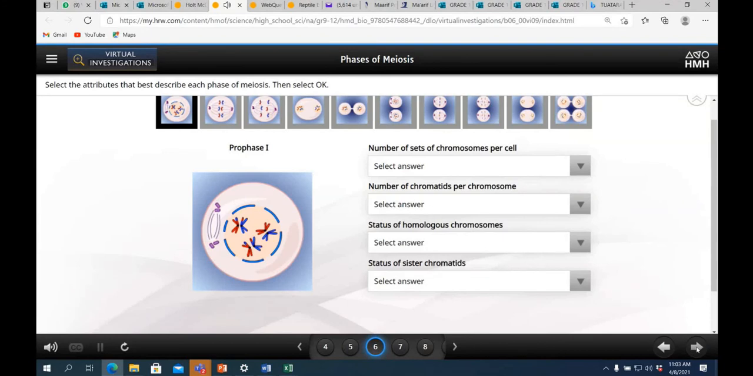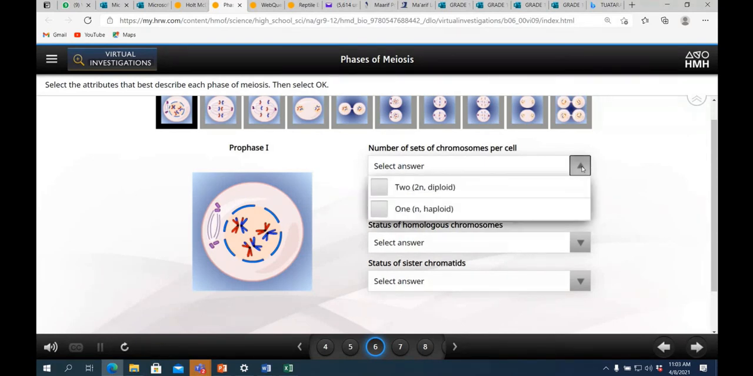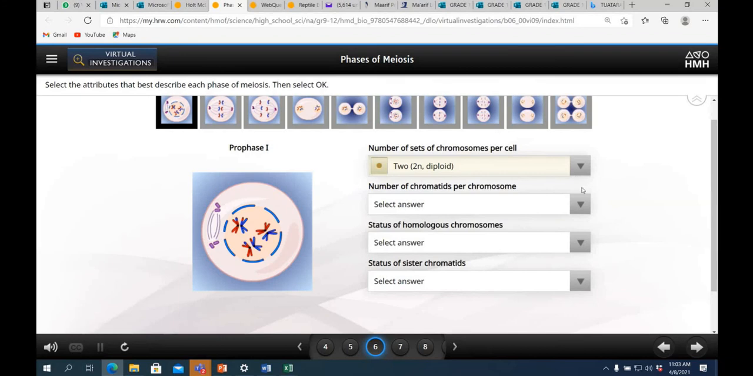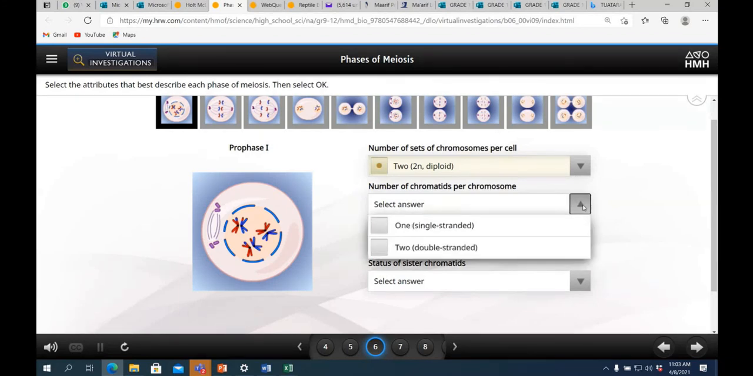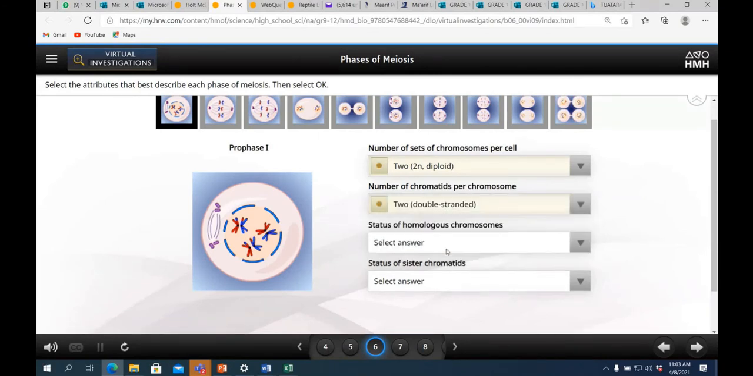You are going to observe chromosomes in a cell as they go through the stages of meiosis. Describe each phase of meiosis. Notice changes in the homologous chromosomes and sister chromatids from phase to phase. Okay, so we are in prophase 1 right now. Number of sets of chromosomes per cell, how many are there? 2 or 1? 2. It is 2n. Number of chromatids per chromosome? 1 or 2? 2. Obviously it is 2.